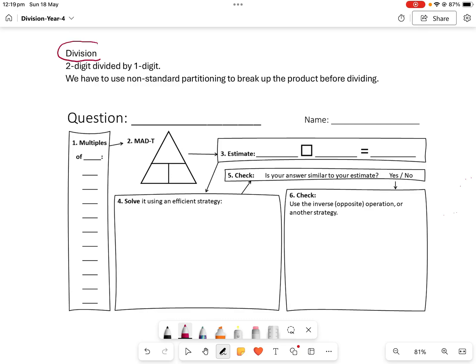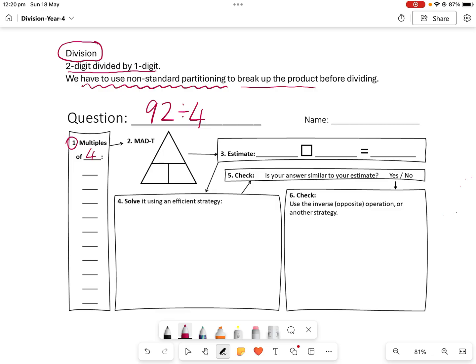Okay, well, here's another division strategy. It's still 2-digit divided by 1 digit, but this time we have to use non-standard partitioning to break up the product before we divide. The problem we're going to do is 92 divided by 4. The first thing we do, just like before, is we work out the multiples of the divisor.